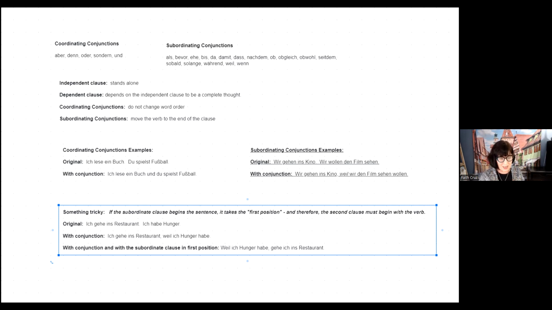But if I take my dependent clause, the subordinate clause, and I say it first, because I'm hungry, I'm going to the restaurant. Weil ich Hunger habe, well, I see that weil tossed the verb to the end, but now that's first position in the sentence. Weil ich Hunger habe, gehe ich ins Restaurant. And so I have those two verbs sitting next to each other, one to end the subordinate clause and one to begin the independent clause. And it's because that subordinate clause claimed first position in the sentence.